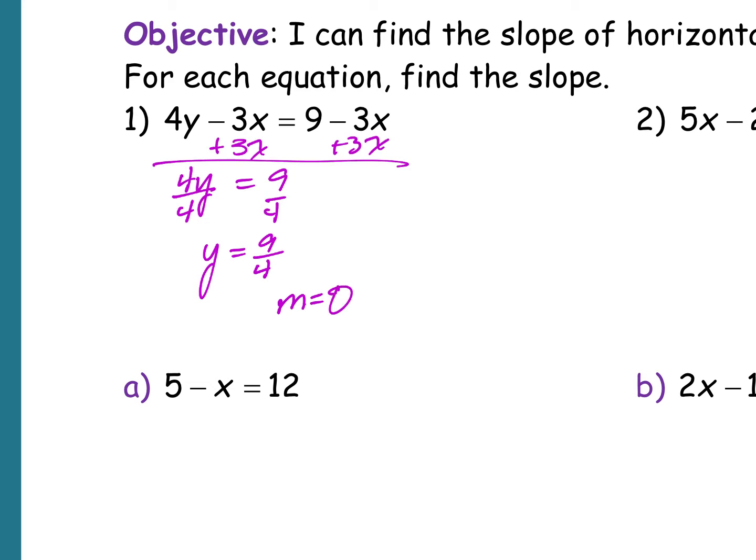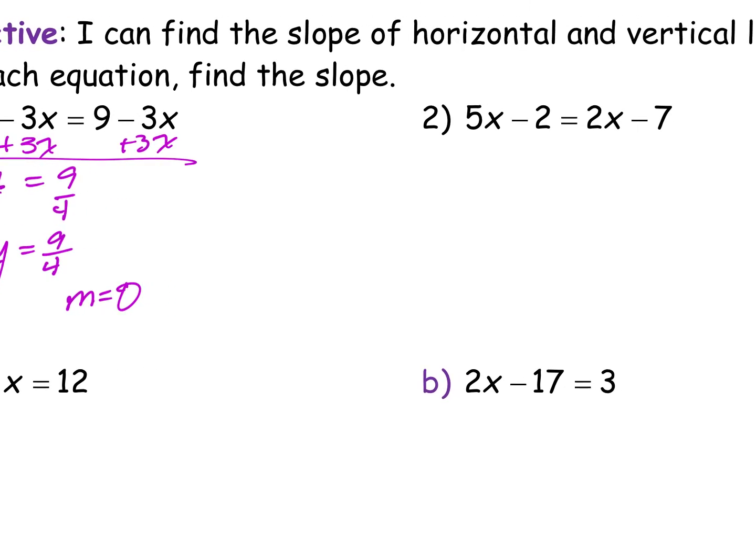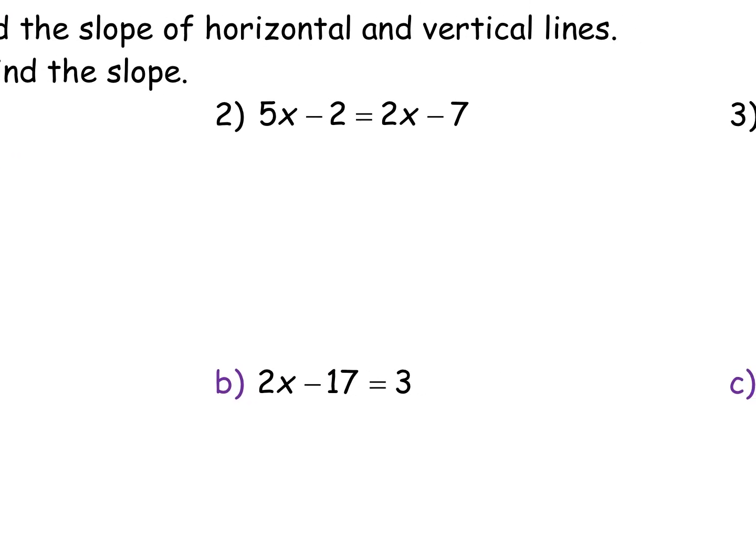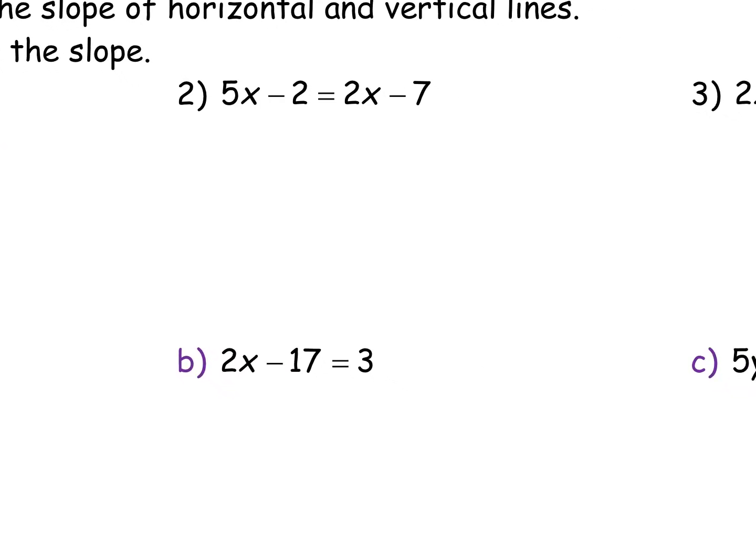0. This is what type of line? It's a horizontal line. It's y equals some number, right? We just got done talking about it on this page. Okay, so let's go to the next problem. And I don't have any y, so I'm going to solve for x.